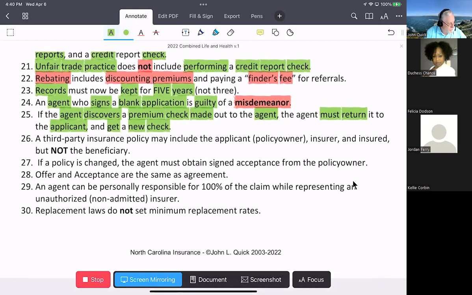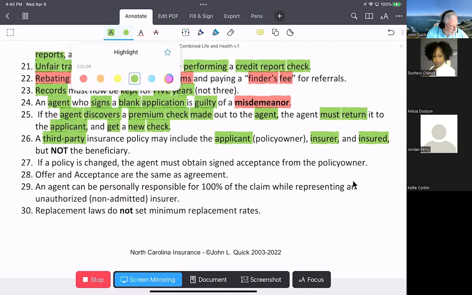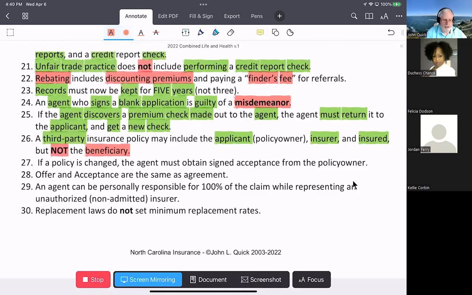A third-party insurance policy means you have insurance on somebody else. It can include the applicant. In this case, you're the owner, the insurer, insurance company, and the insured, but not the beneficiary. The beneficiary is not a contract party.